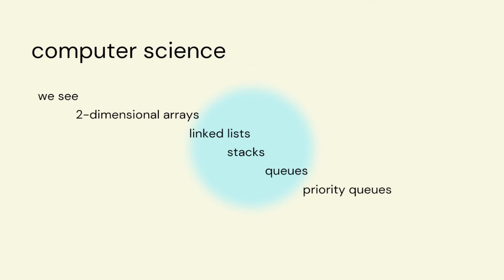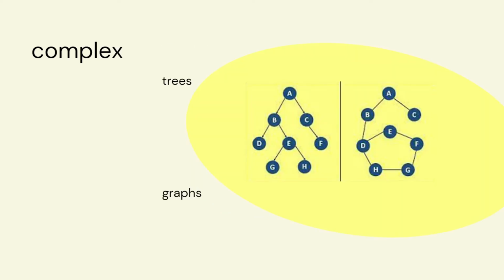In computer science, we see things like two-dimensional arrays or multiple dimensional arrays, linked lists, stacks, queues, and priority queues. So how do we implement them? And again, in research, we use data structures like trees quite frequently and also graphs. We need to know which one to use and why.